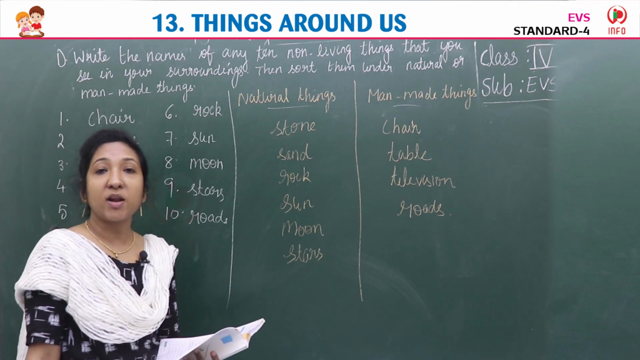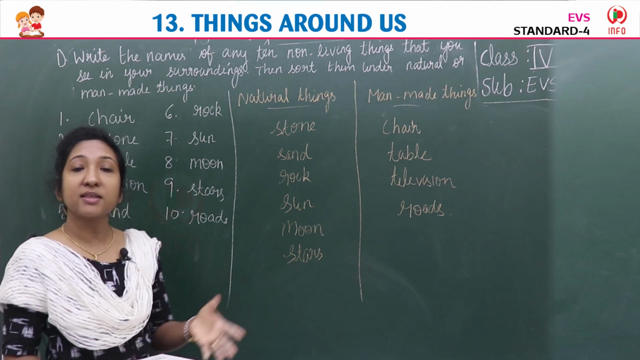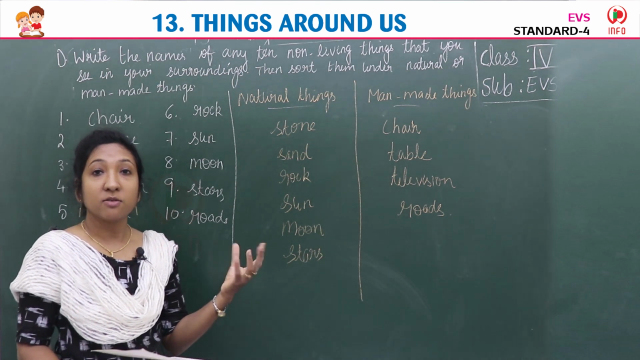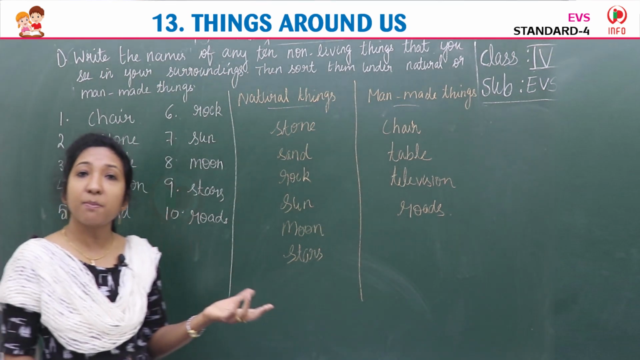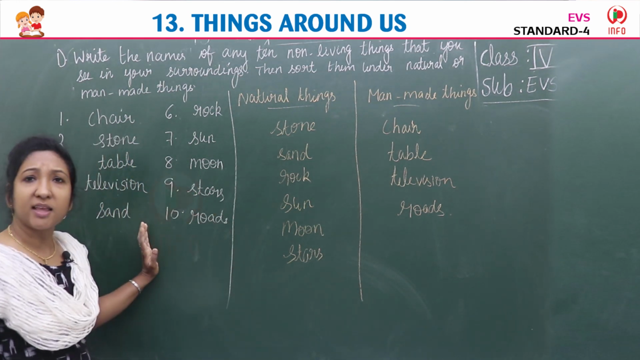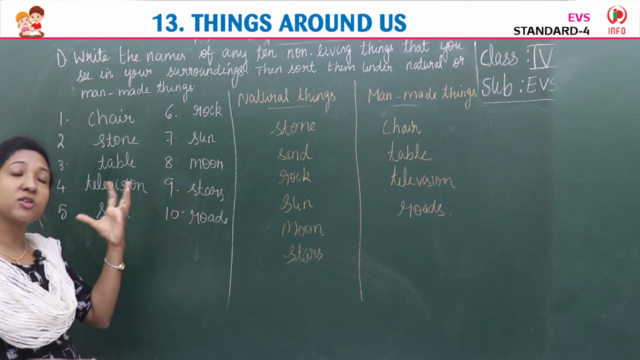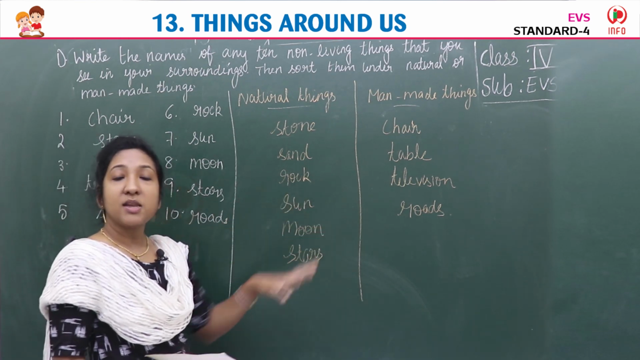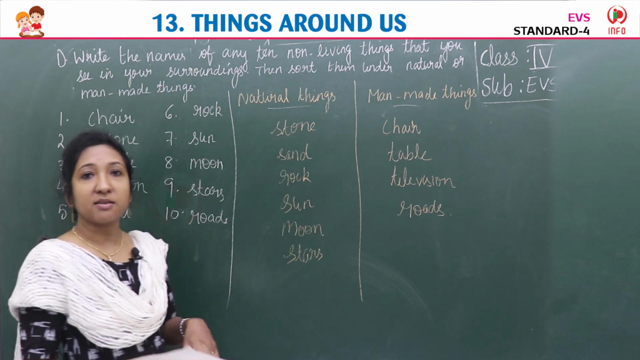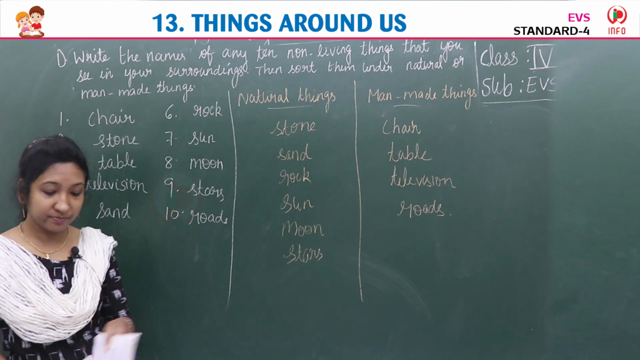Okay children, so write the names of 10 non-living things and separate them into natural and man-made. Natural things are not made by man. They are there in nature. Man-made things are made by man. You can write anything that comes to your mind. You write it and you separate them into natural and man-made things. Okay.